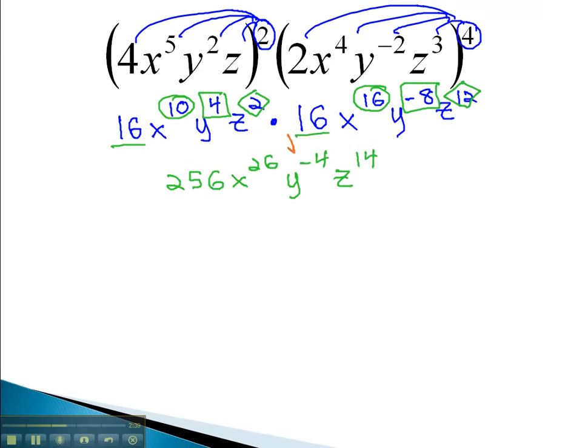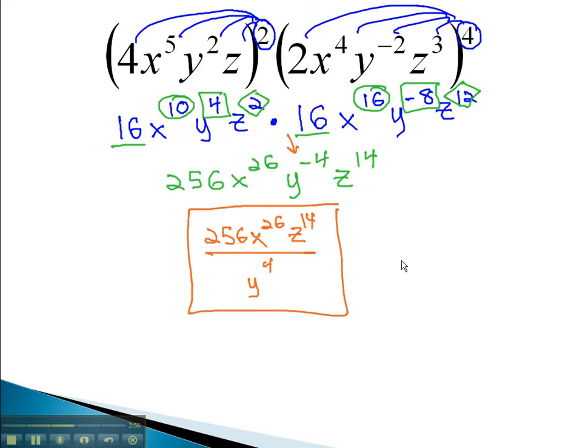To finish, the negative exponent means the y has to move to the denominator, making the exponent positive. For our final answer, 256 x to the 26th, z to the 14th, over y to the 4th. We know our expression is simplified when each variable appears once, and there are no negative exponents. Let's consider another example.